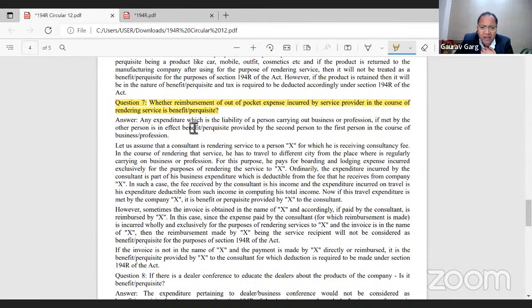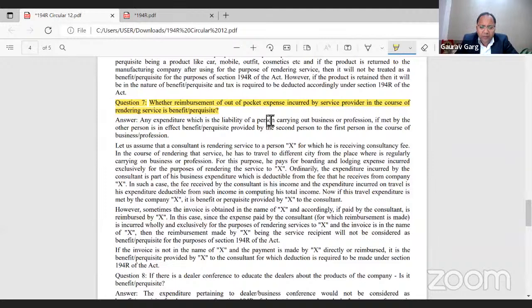It says whether reimbursement of out-of-pocket expenses incurred by a service provider in the course of rendering service is a benefit or perquisite. In a nutshell, let's say I am a consultant visiting my client's place and raising a bill, which includes my professional fee plus reimbursement of travel expenditure. In such a case, the client needs to deduct the TDS on the reimbursement portion also. On the professional fee, the TDS would be under, let's say, 194J. On the reimbursement, the TDS would be under 194R.